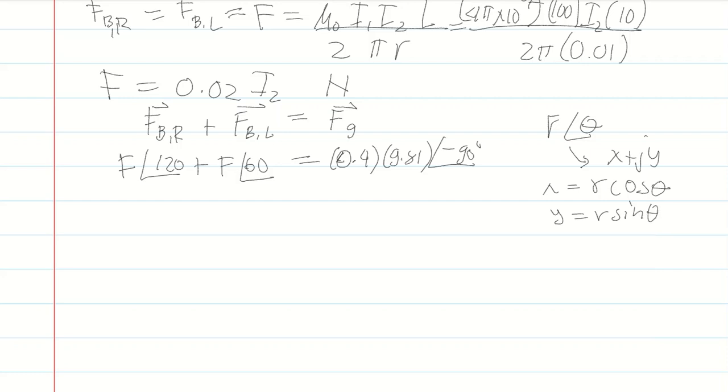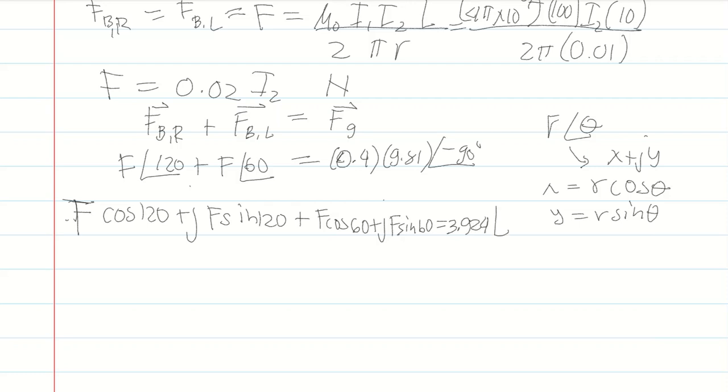So here we have now what will be our x. Our r here is F. So our x will be F cosine of theta, or cosine of 120 degrees. So we are converting the first one. Then plus j, our y, will be r, which is F, sine of 120 degrees. And for the other one, plus F cosine, instead of 120, it's now 60. So 60 plus jF sine of 60, and this is equal to 3.924, angle negative 90.